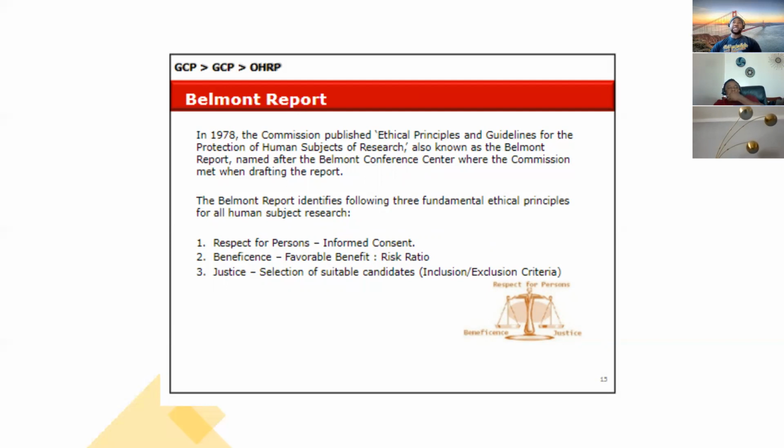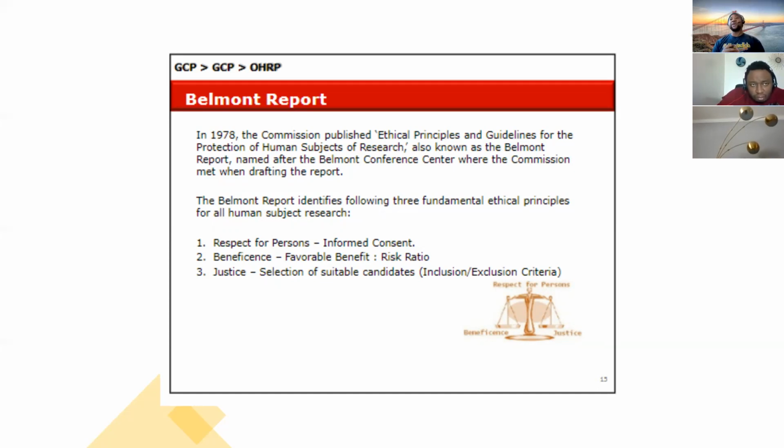But the three things I want to point out, the three fundamental principles of the Belmont Report, which are very important in your conduct of clinical research, are first, the respect of persons. The respect of persons means that the Belmont Report made provision that informed consent must be signed before each subject can participate in the study.